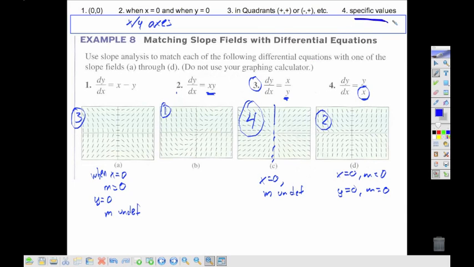For this one, we might also look at specific values. If we get stuck, notice along this line right here, it looks like when x is equal to 1, y equals 0, we'll get a slope of 1 there.